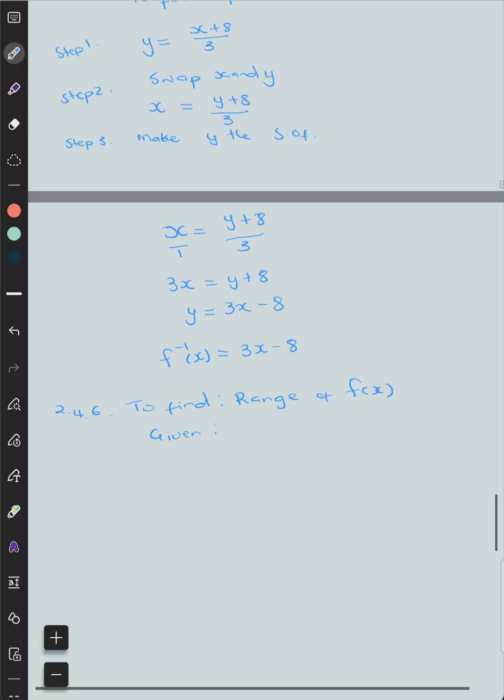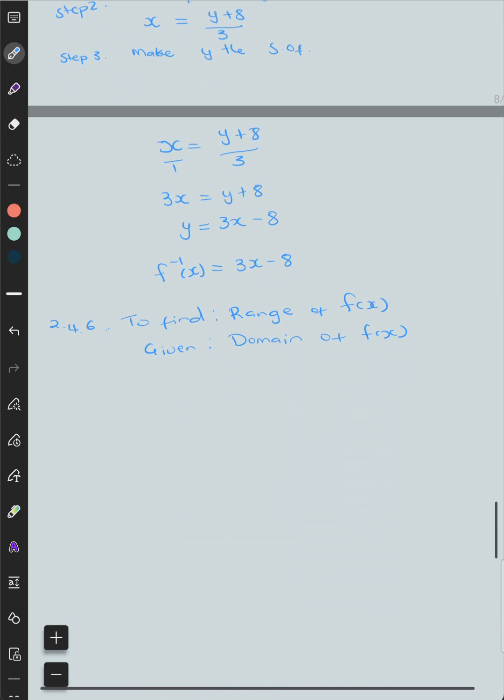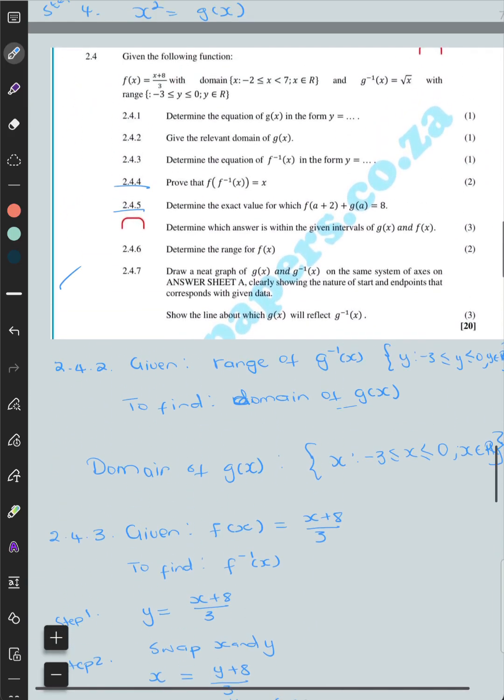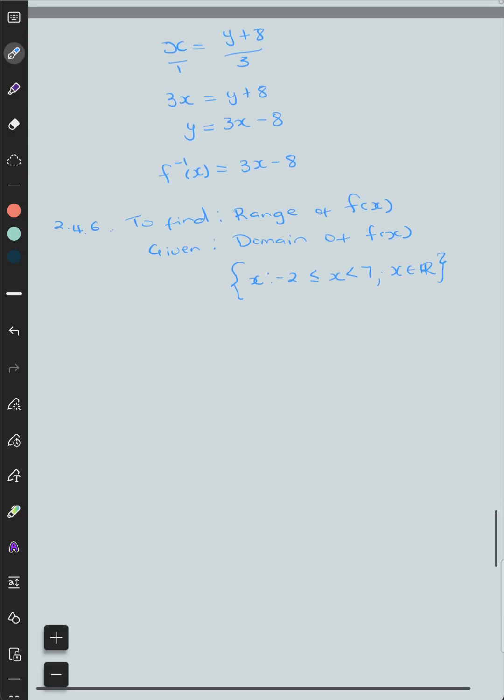We are given the domain of f of x. So here, there's no inverse involved, right? So what are we given? We are given the domain of f of x, which is x between -2 and 7, not included. x is an element of all real numbers. All right.